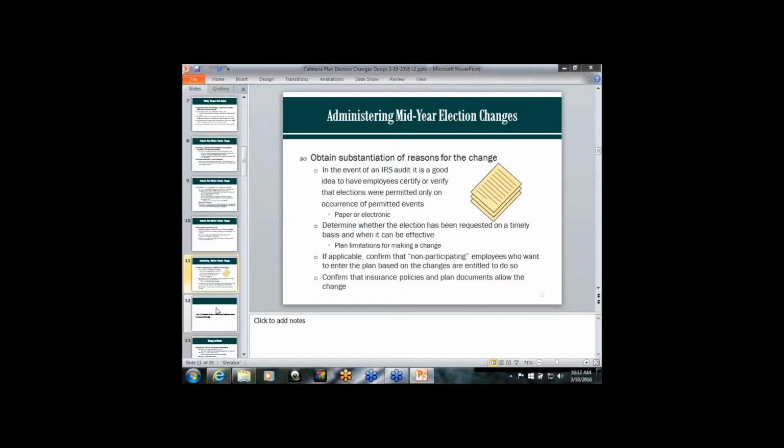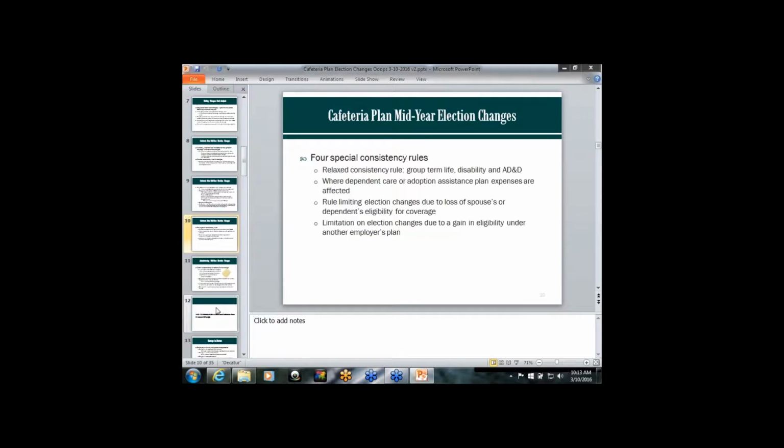Besides the general consistency rule, there are 4 other special consistency rules which can be applicable. You always look at the special rules before you go to the general consistency rule. And I'm just going to go quickly over these because they can get rather detailed. But the first exception is this relaxed consistency rule where it involves disability and group term life. You need to go backwards. Again, that doesn't require a change in eligibility. Just have to be careful with that.